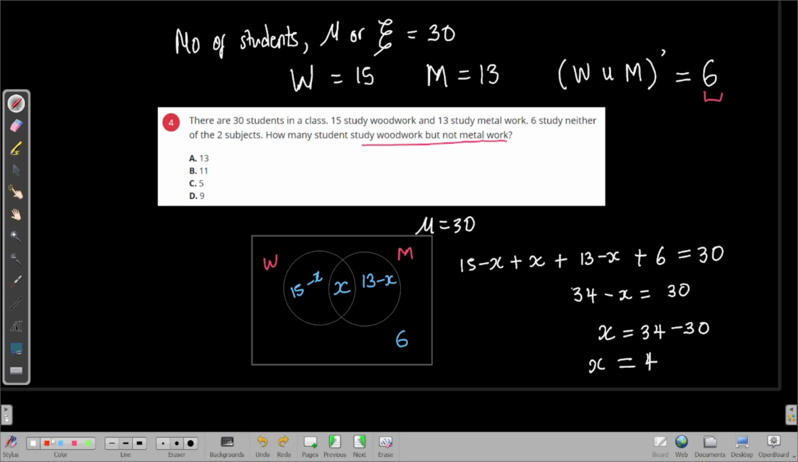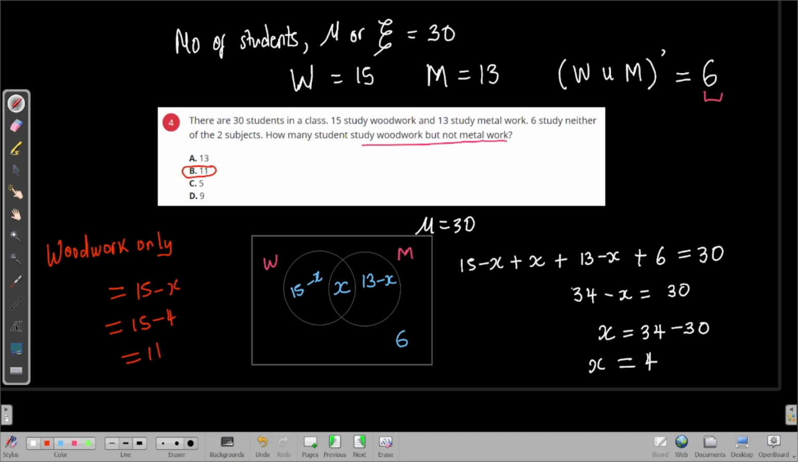Now, what does the question say we should find? Students that are studying woodwork but not metalwork, and that's this 15 minus X. So those students are studying woodwork only. They are not studying metalwork or any other subject. So that will be 15 minus X, which is 15 minus 4, and that's 11. So that's option B.